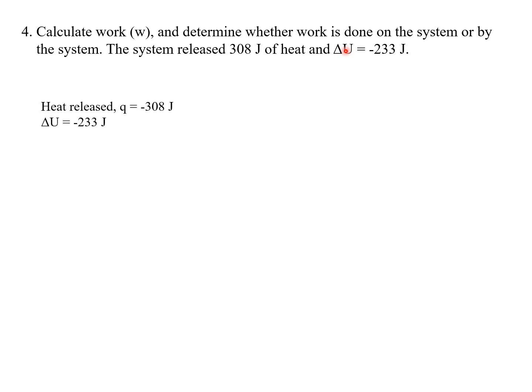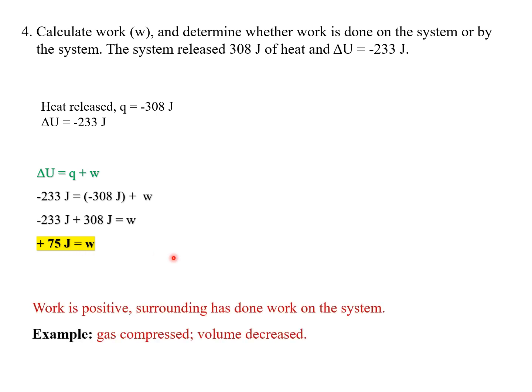So these are the values Q and delta U. The delta U value is negative 233, given in the question, and then the Q value, since it is a release, should be negative, plus W. Again, the negative number when we shift to the other side becomes positive. So the difference is positive 75 joules of work. So what is the meaning of this positive? Work is positive means the surroundings has done work on the system. It's like gas compression.